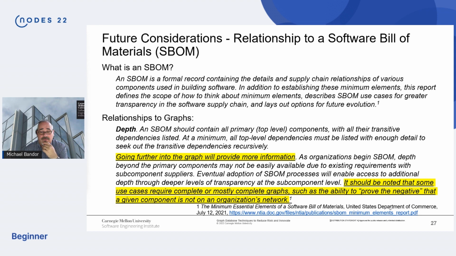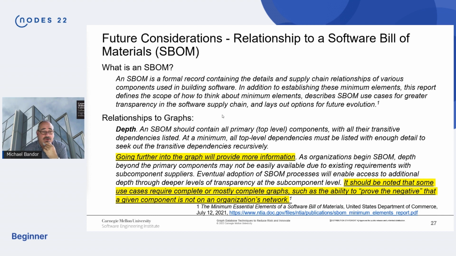This came out of a U.S. Department of Commerce guidance from July of last year, talking about minimum essential elements. So looking at that, and if you read that, somebody, when they came out with that guidance, was thinking about graphs.